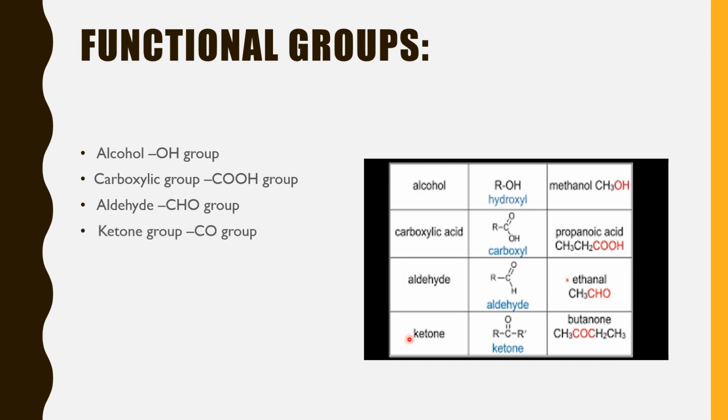And then ketone group. Ketone group means CO group is present. See this, 2 alkyl and CO group is present, so ketone group. The examples are butanone, pentanone, hexanone, etc. Butanone means 4 carbons are present. If it's 5 carbons, it's pentanone. If it's 6 carbons, it's hexanone, etc.